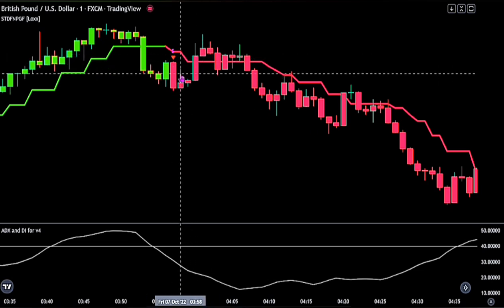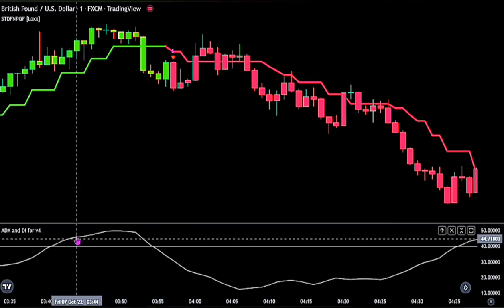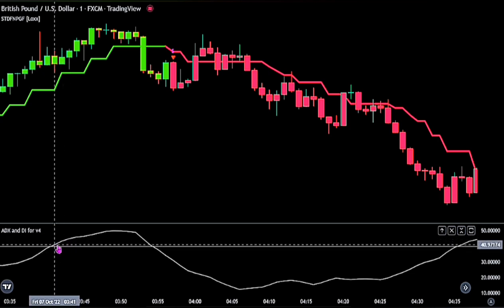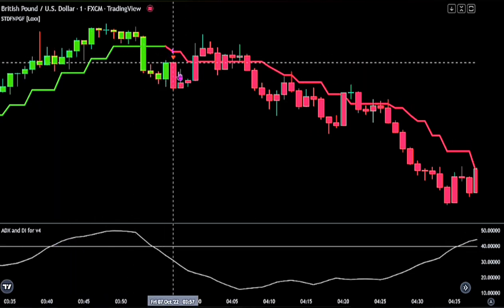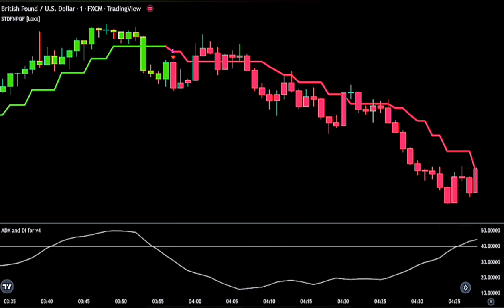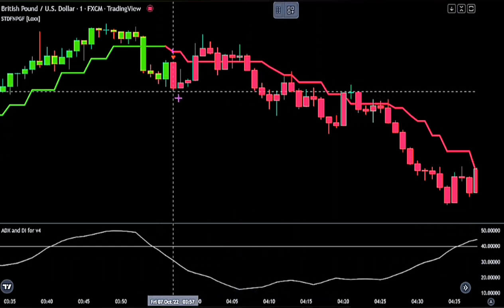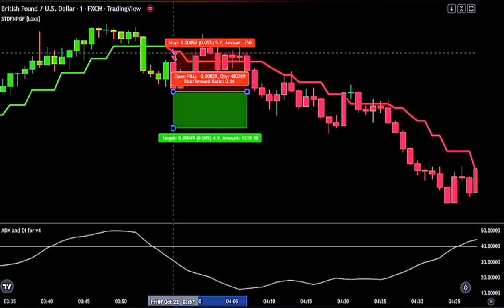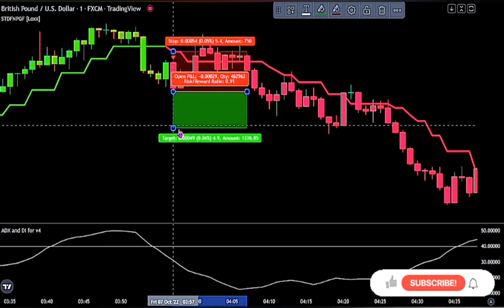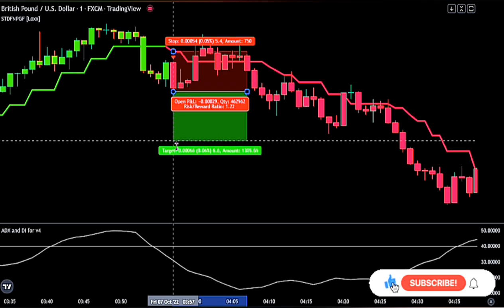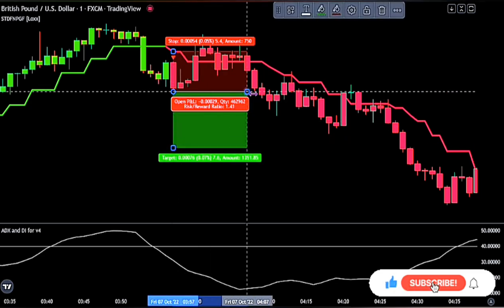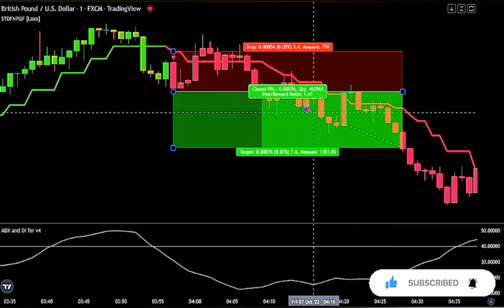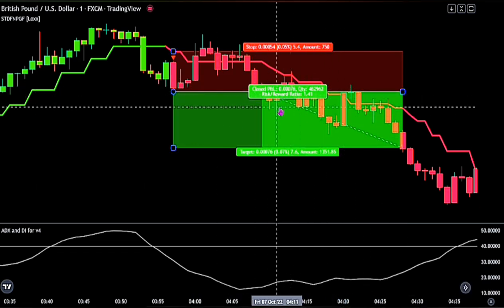Here's another trade we would have taken. So we see we got our ADX cross above the 40 band line. Then we waited till we got the new trend entry on this point, as we would be taking a sell stop order at this candlestick. And we could see it was successful too.